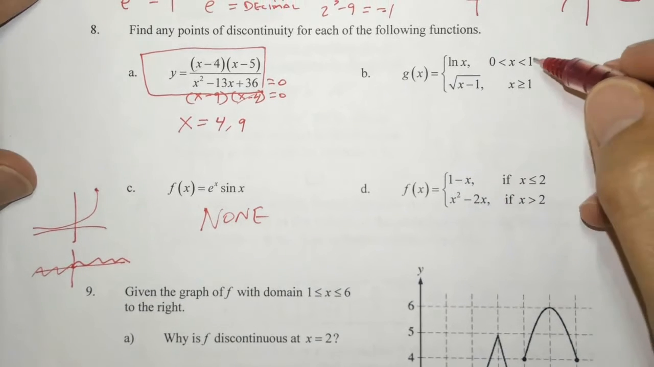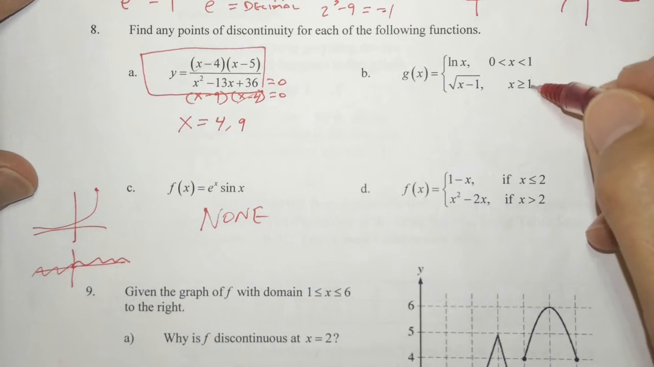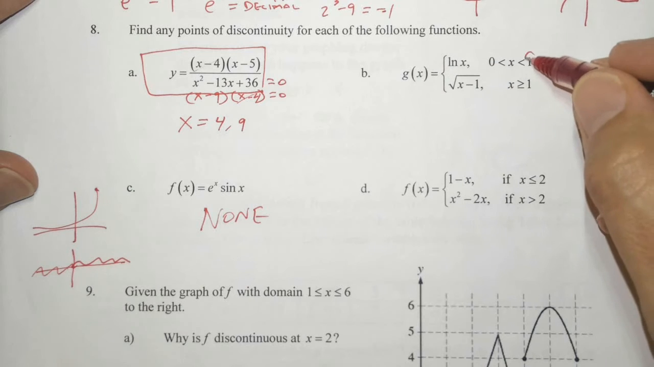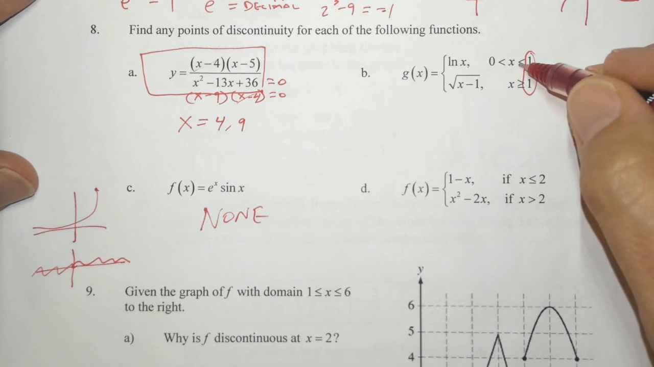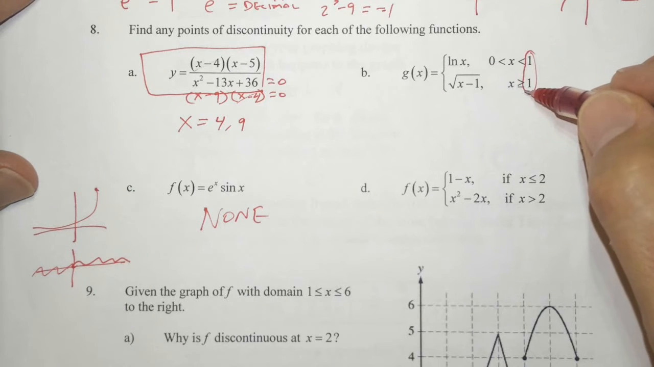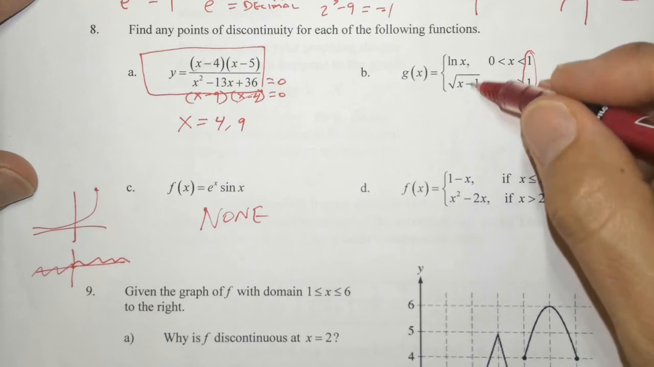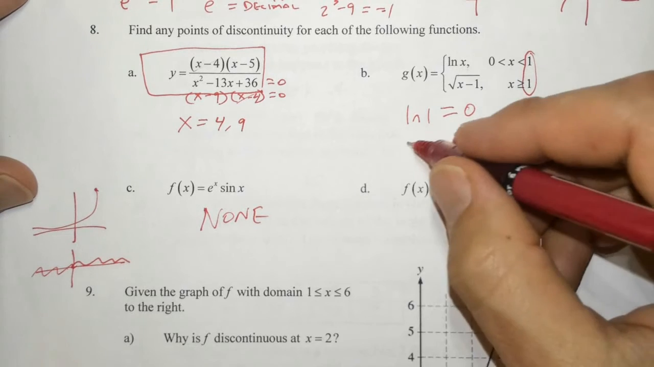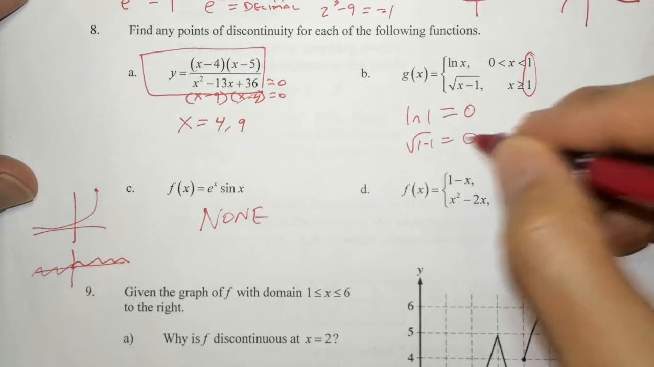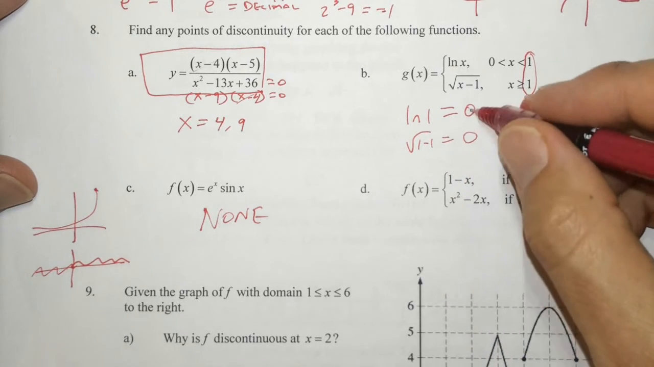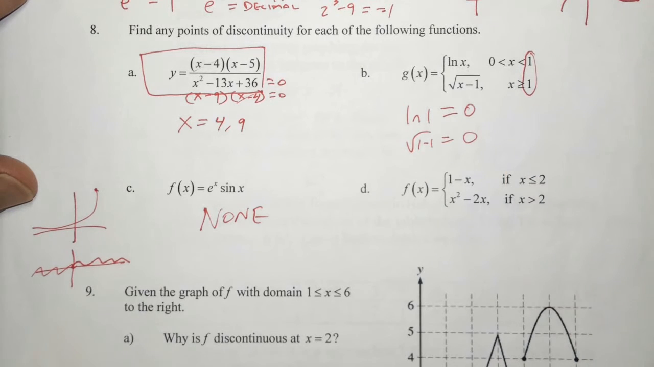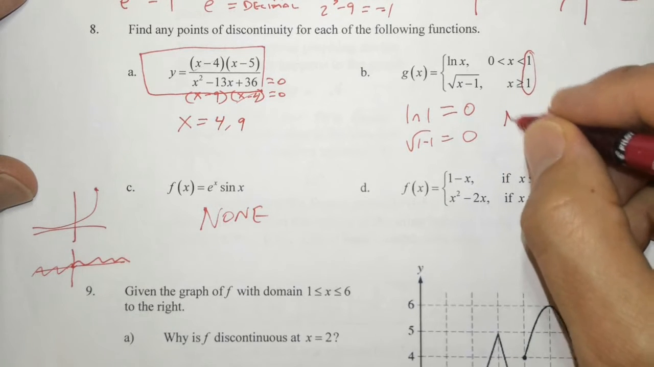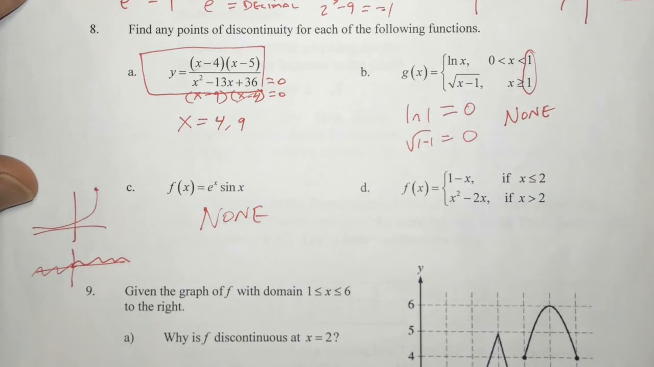B and D are a lot like problem number 7. We have to check out what happens when we change. Now the condition for change in B is when x is equal to 1. Prior to 1 we do one thing, after 1 we do the other. So we have to plug 1 into both of these. Natural log of 1, that's something we should know, that's 0. Square root of 1 minus 1, pretty sure that's 0. Limit from the left and the limit from the right are the same. So this has no discontinuities.